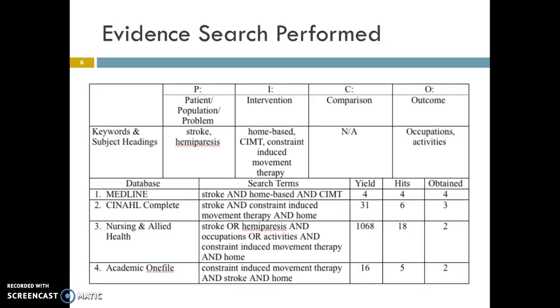And for the search results, we performed 4 database searches in Medline, CINAHL Complete, the Nursing and Allied Health Database, and Academic OneFile. We purposely wanted to conduct a broad search with the Nursing and Allied Health Database because we weren't able to obtain many articles from the first 2 searches, and the ones we were seeing were redundant. So instead, we performed a broad search purposely in hopes of bringing in several articles that we had not previously seen.